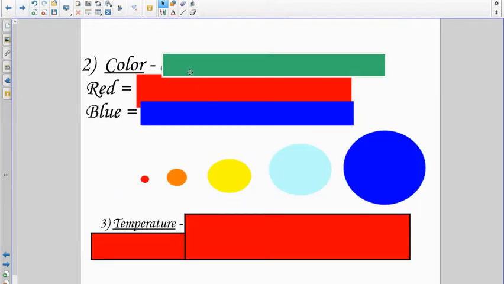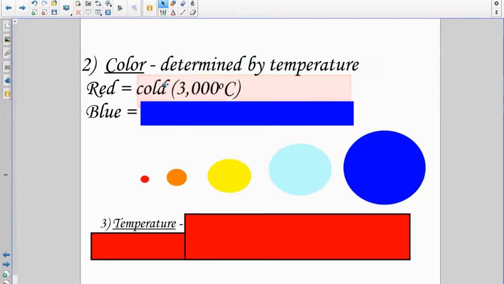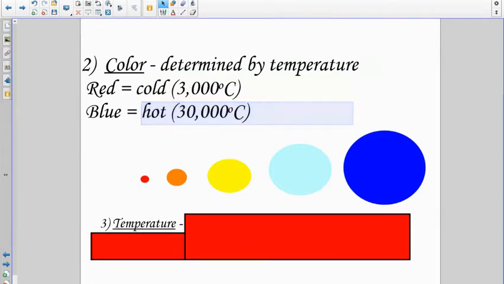Okay. So we should already kind of have this down pretty well. The color is determined by the temperature of the star. And I think most of you already know that a red star is going to be a cooler star, somewhere around 3,000 degrees Celsius, whereas a blue star is going to be much hotter, about 30,000 degrees Celsius. Okay. This is a really important thing to look at right here.